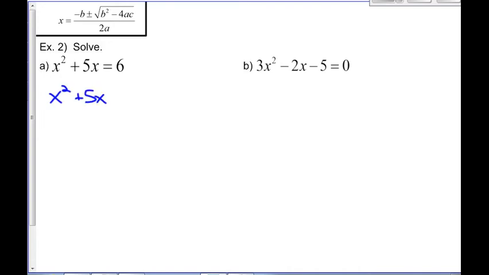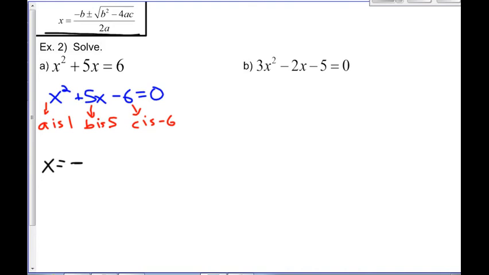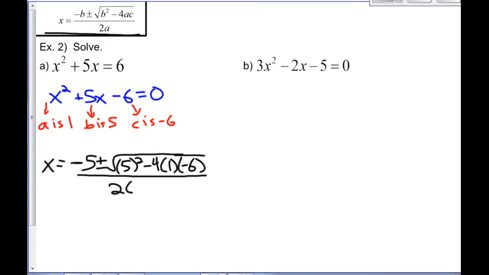So first step is make one side 0, same as it was for factoring. In this, your coefficient of x squared is 1. Your coefficient of x is 5. And your constant term is negative 6. Let's throw that into the quadratic formula. X equals negative b plus or minus the square root of b squared minus 4 times a times c all over 2 times a.